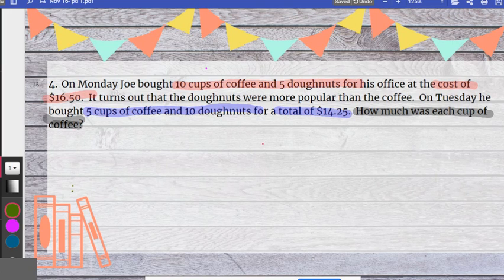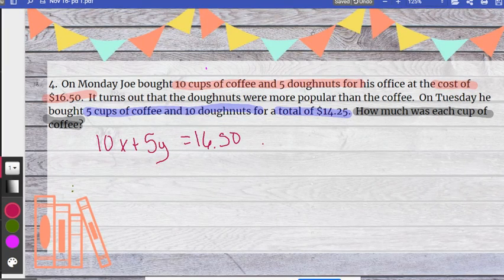And hopefully reading through this, you realize that, wait a minute, this one sounds different than the last one, okay? Because it is different than the last one. If you look here, we now have a total, okay? Monday, Joe spent $16.50. So let's put that in the total spot, $16.50. Right, he bought 10 cups of coffee and 5 donuts. So we're gonna have here 10x plus 5y.